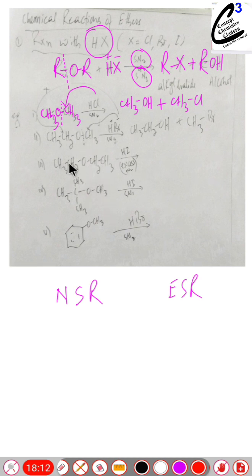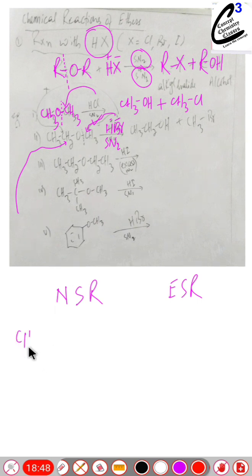Okay, now in the second reaction I am taking an unsymmetrical ether, which is methoxyethane, and it is reacted with HBr. Again the SN2 mechanism will follow, so Br minus will attack as a nucleophile at the carbon atom having less steric hindrance, because attacking this carbon atom would have some steric hindrance from this methyl group. So attacking this carbon atom would be easier.